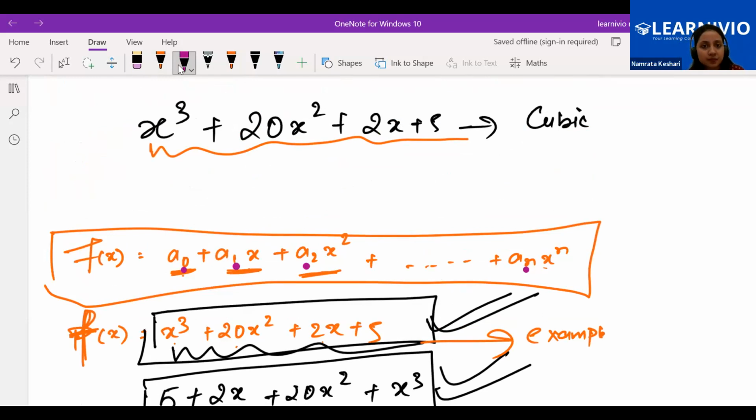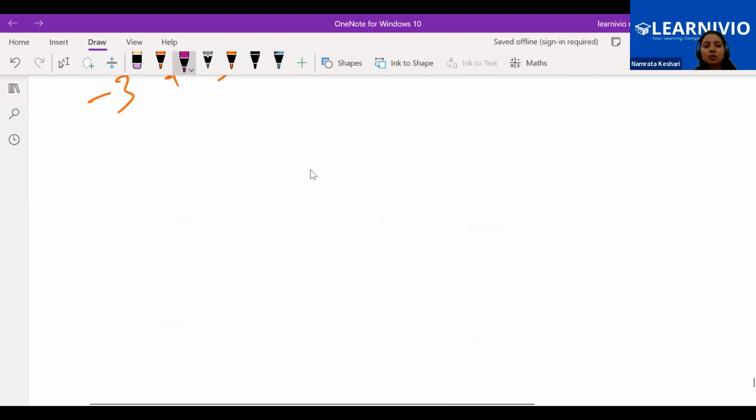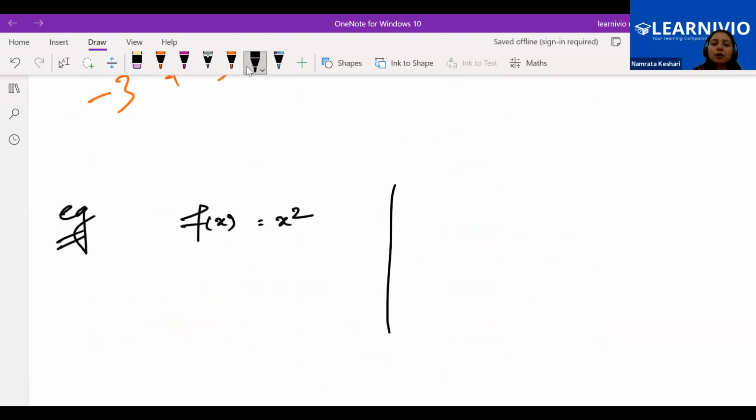Now you understand that there are so many different possibilities for a polynomial function. It can be cubic, it can be quadratic, it can be linear. Let's take one example. Suppose we have a function f of x is equal to x square. This is also a polynomial function. Or if we take f of x is equal to x cube, this is also a polynomial function. These two are examples of polynomial functions.